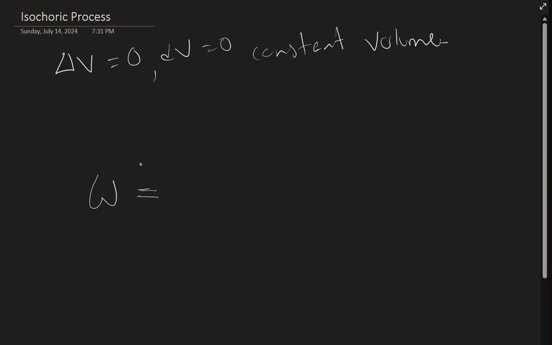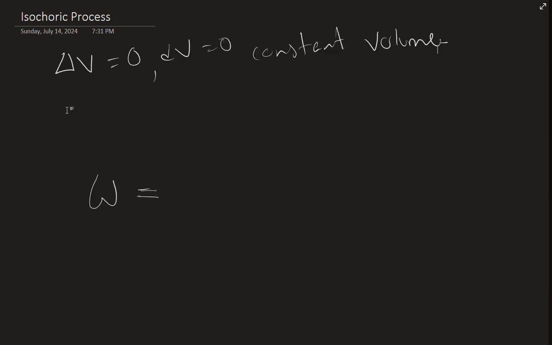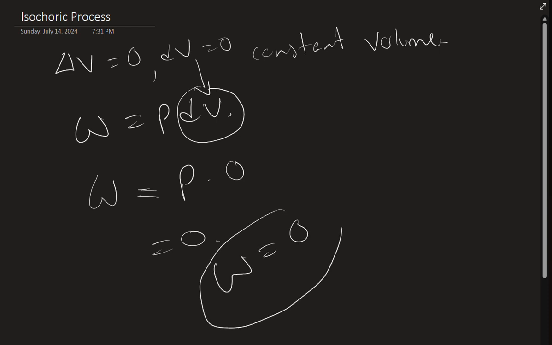Now can you guess what will be the work in isochoric process? From knowing that the volume is constant, guess what the work will be. Remember in isobaric process we had W is equal to P dV. We have the same formula in isochoric process. So W is equal to P dV. And in isochoric process we know that dV is equal to 0. So that means P into 0 is equal to 0. So work in isochoric process is 0. There is no work done in the isochoric process.